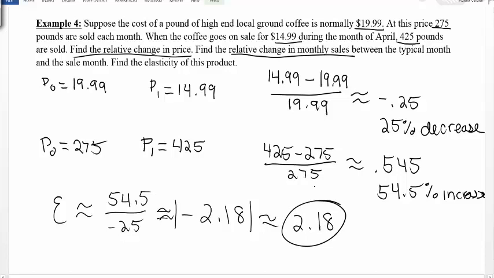And again, businesses often want elasticity to be greater than 1 because they found that if elasticity is less than 1, people don't react very much to the sale or to the price impact. So we're looking for something bigger than 1 to get people out to buy the coffee.